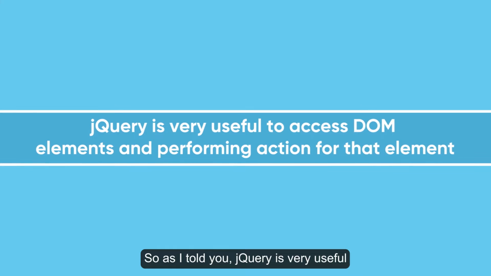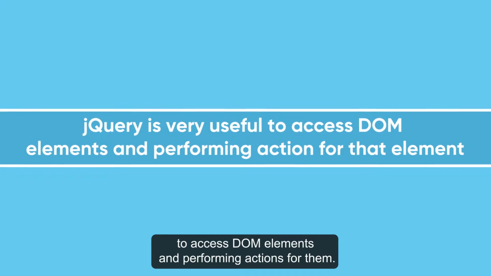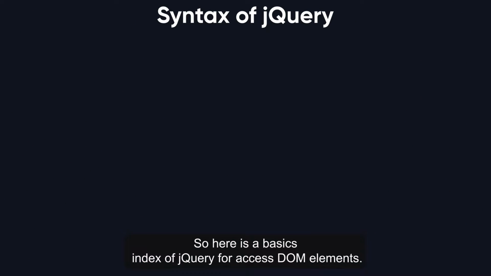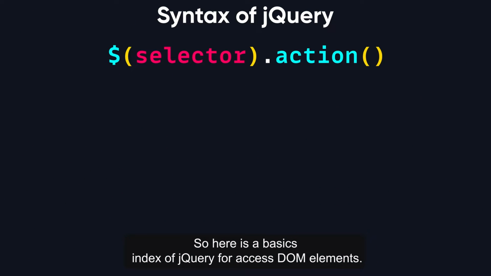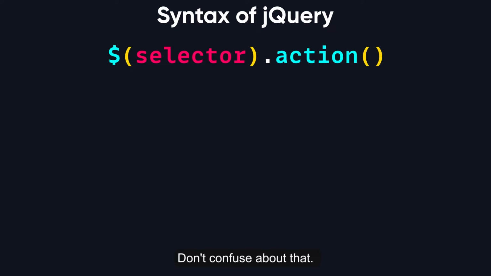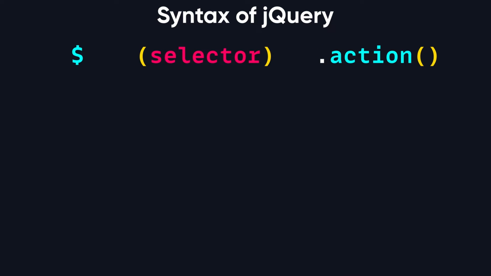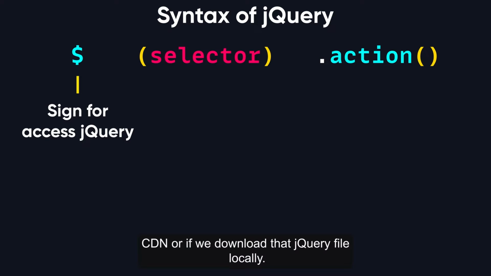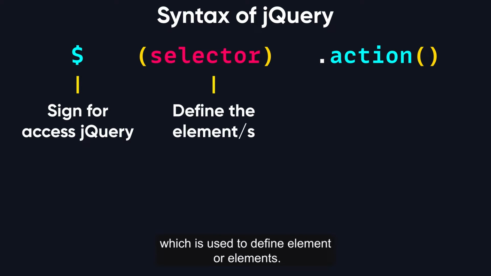As I told you, jQuery is very useful to access DOM elements and perform actions on them. So here is the basic syntax of jQuery for accessing DOM elements. Don't be confused about that, it is really very simple. Let me show you. This syntax has three main parts. First one is this $. This $ is assigned to access jQuery from the CDN, or if you downloaded the jQuery file locally. After that, we have the selector, which is used to define the element or elements.